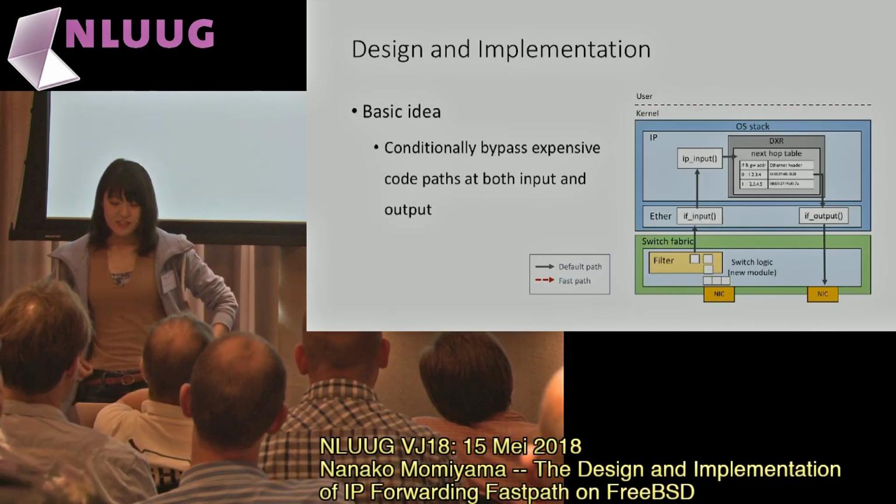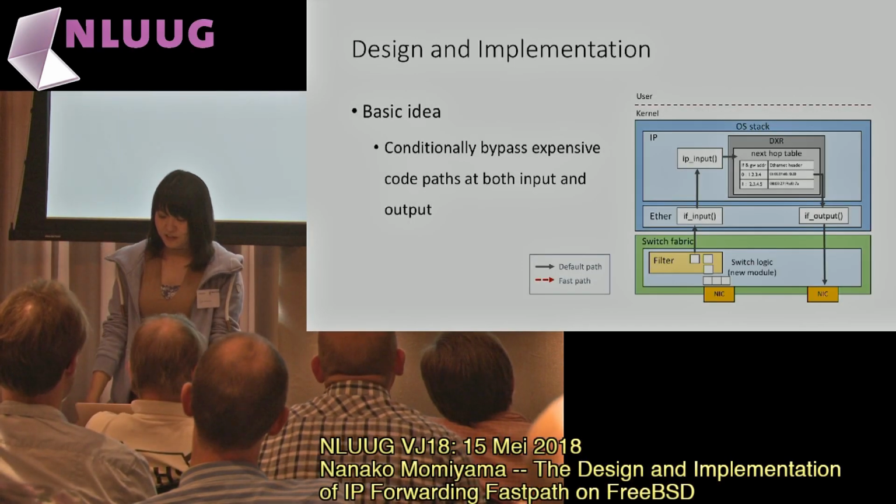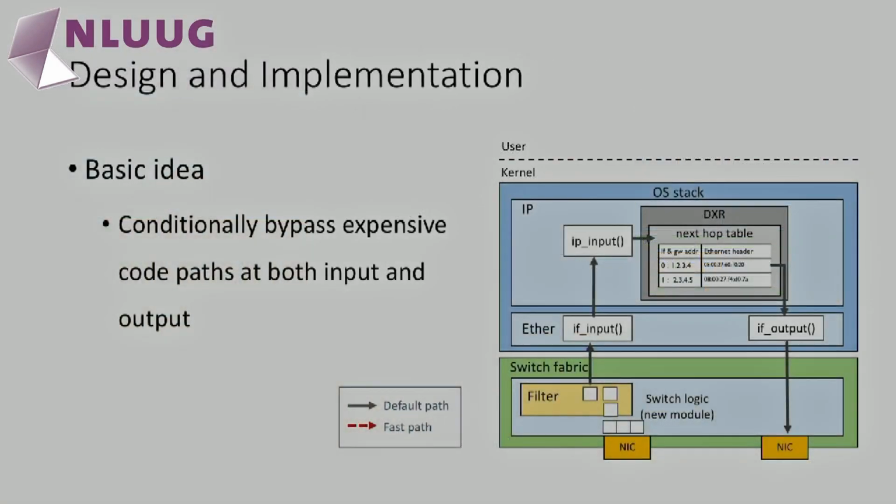So this is the second design and implementation. From the takeaway, we designed our new function to achieve further speedup. The basic idea is to conditionally bypass expensive code paths at both input and output. So in this picture, our processing targets this Ethernet layer to reduce the overhead. This time, we're just focusing on speeding up the L3 function.